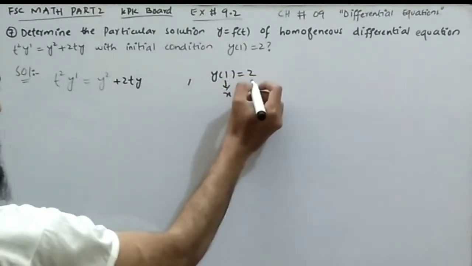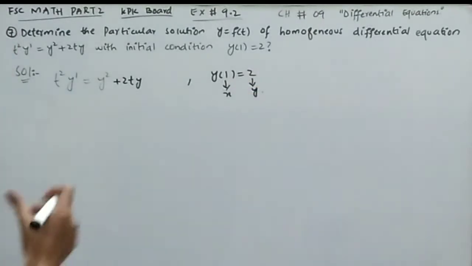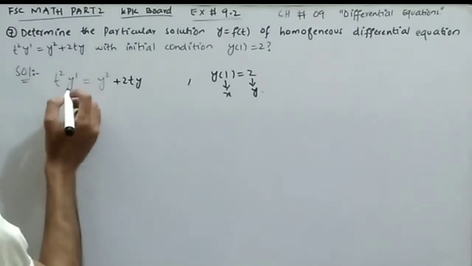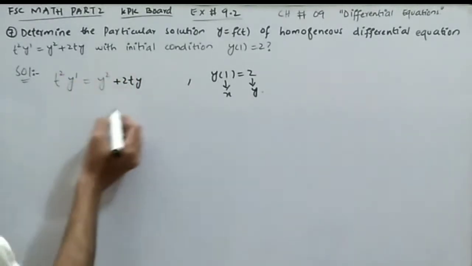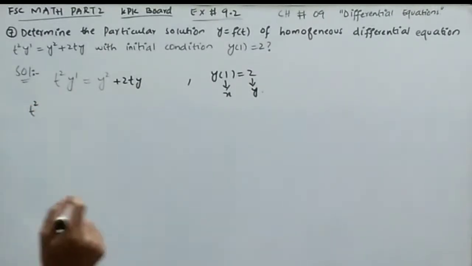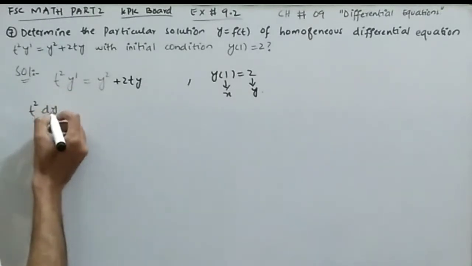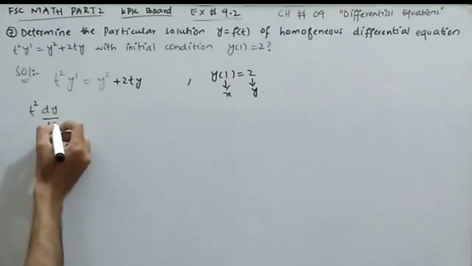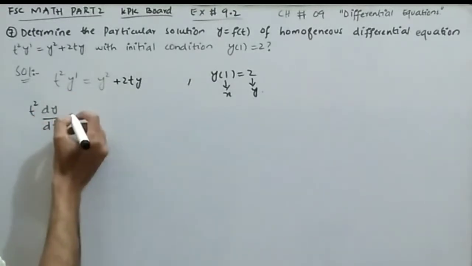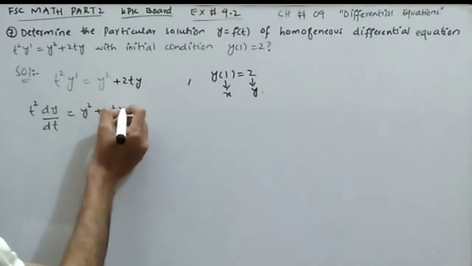This 1 represents t and this 2 represents the value of y. We are going to find the particular solution to this homogeneous differential equation. So over here let's simplify this equation. So t square y ratio is actually the first time derivative of the dependent variable y with respect to the independent variable t. So t square y ratio is dy by dt which is equal to y square plus 2ty.